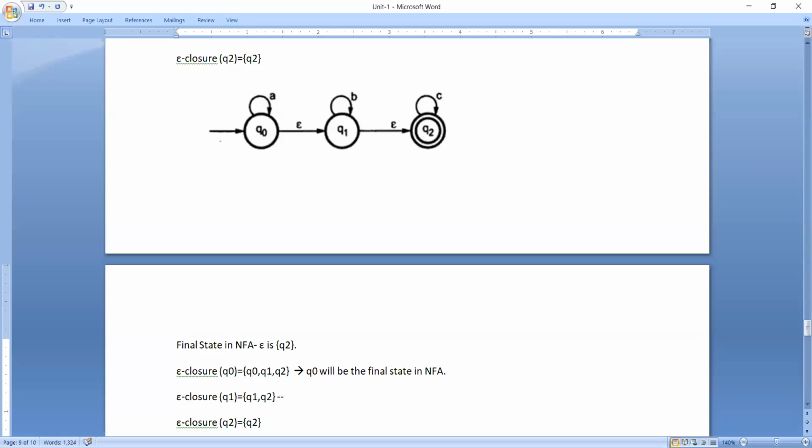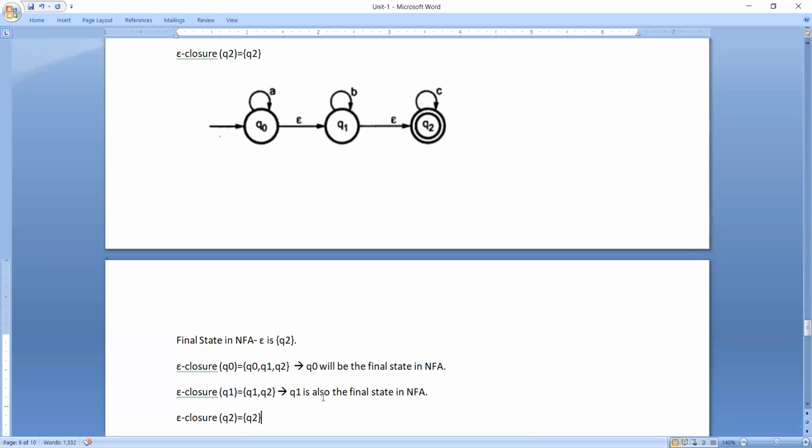Okay. Now let's go ahead. Second one: epsilon closure of Q1. When I find the epsilon closure of Q1, I got the answer Q1 and Q2. Is Q2 in this set? Q2 is the final state in NFA epsilon. So as the epsilon closure of Q1 consists of the final state of NFA epsilon, Q1 is also a final state in NFA.